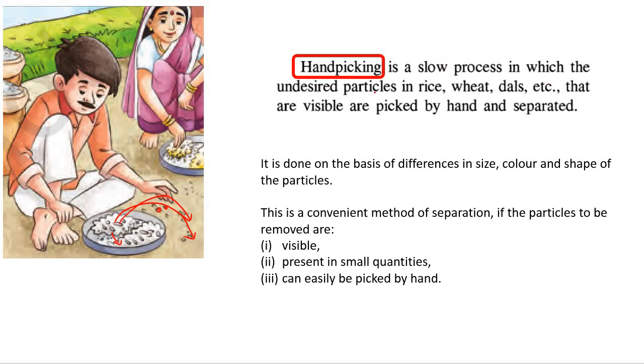Now the first thing that has been covered in the NCERT textbook is handpicking, which is basically a slow process in which the undesired particles in rice, wheat, dals, etc. that are visible are picked up by hand and separated. See the person, he is picking up small stones, pebbles from the rice. Now important thing, this hand picking method is done on the basis of differences in size, color and shape of the particles. Now this is a convenient method of separation if the particles to be separated are, number one, visible, number two, present in small quantities, and third point, can be easily picked up by hand. Okay, so that's the first method.